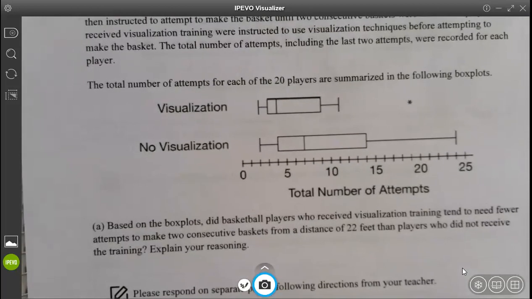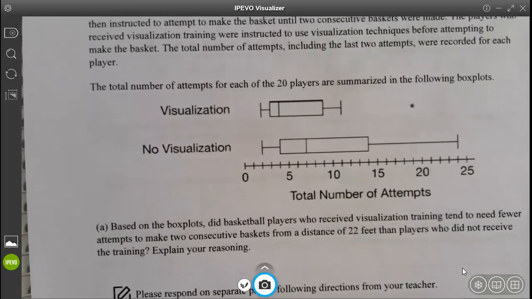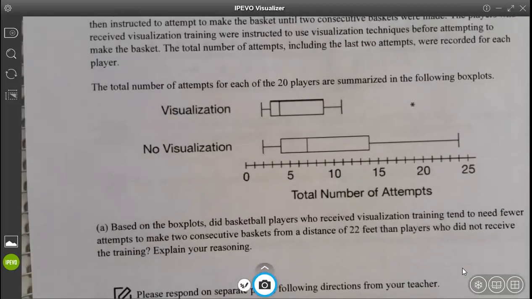I said no because visualization has a knowledge where no. Okay, what else could you have used? What else could you use? Can you use the mean? Why the median? This is a box plot. A box plot does not tell you the mean.